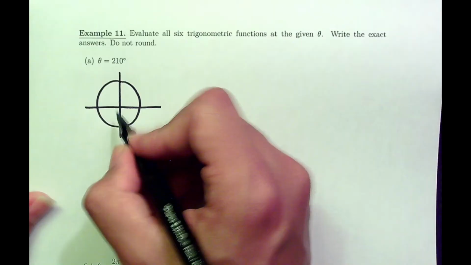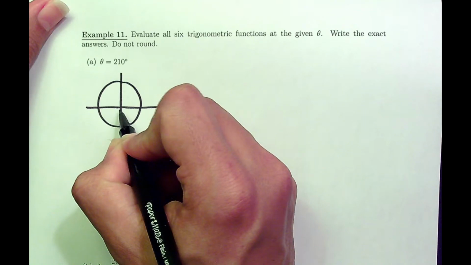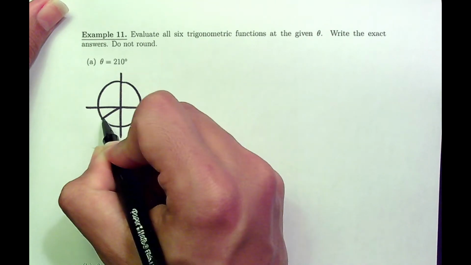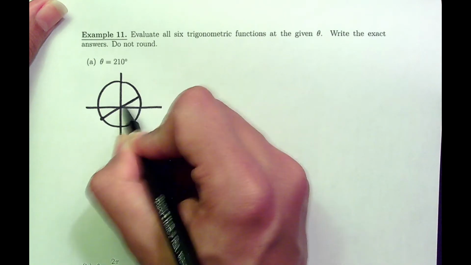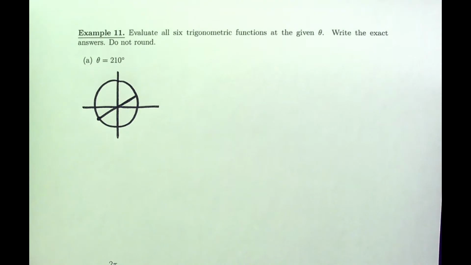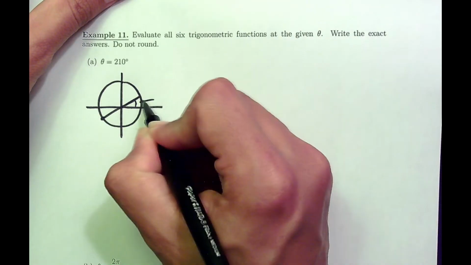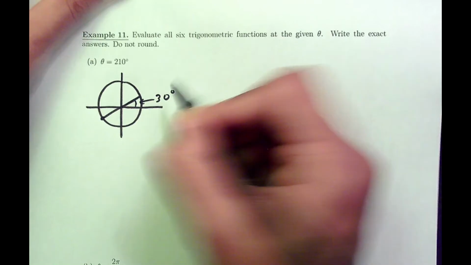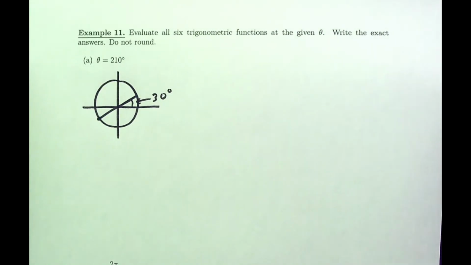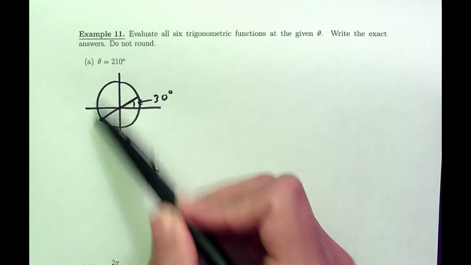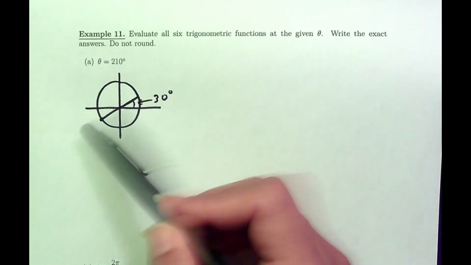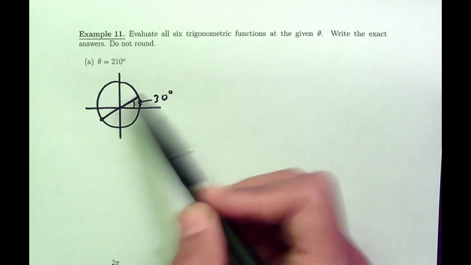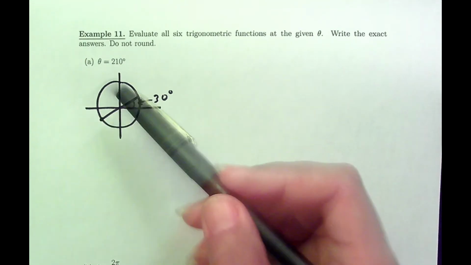Okay, so it's in the third quadrant, and the reference angle is 30, and I draw it in the first quadrant. That angle over there is 30 degrees. And if you draw this correctly, it should look like a reflection, either across the x-axis or across the y-axis or just across the origin. So this is a reflection across the origin, or a double reflection.